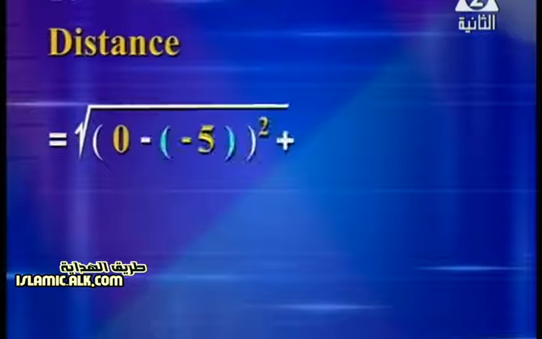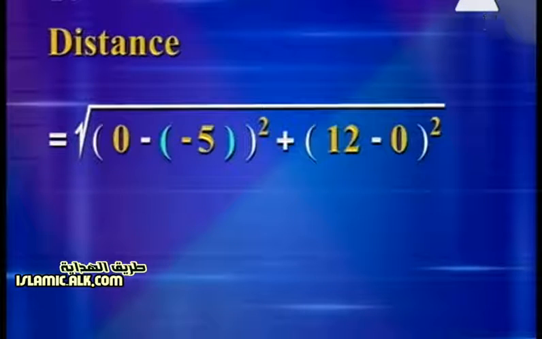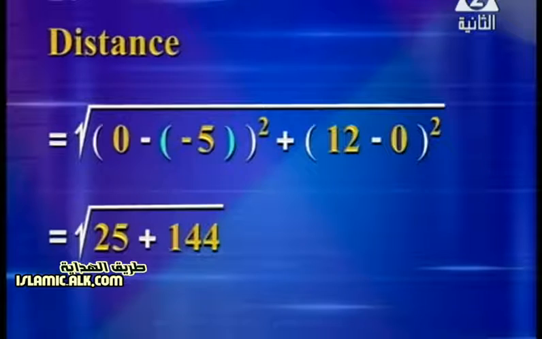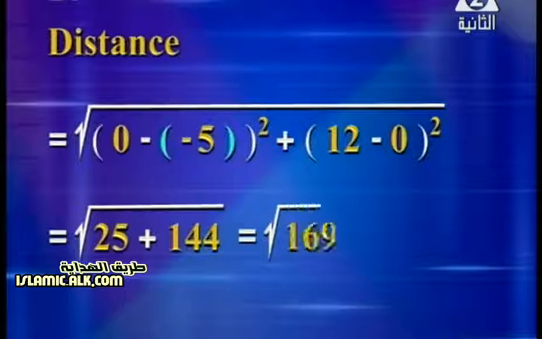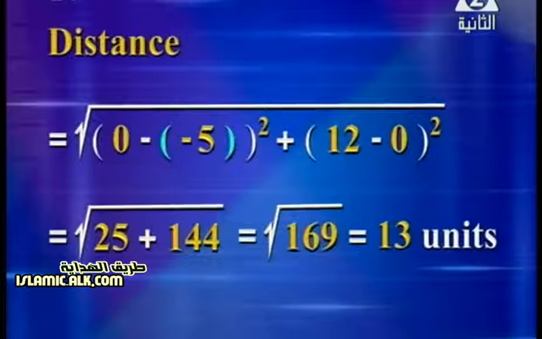So the distance will be square root of (0 minus -5) all to the power of 2 plus (12 minus 0) all to the power of 2. And this will lead us to square root of 25 plus 144, which is equal to square root of 169. And this will lead us that the distance will be 13 units.